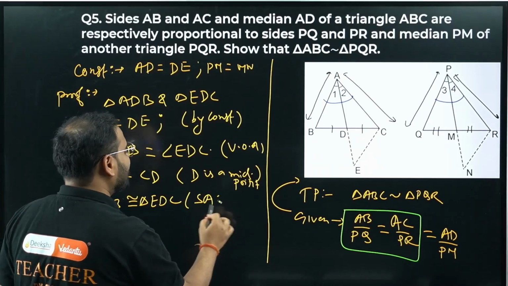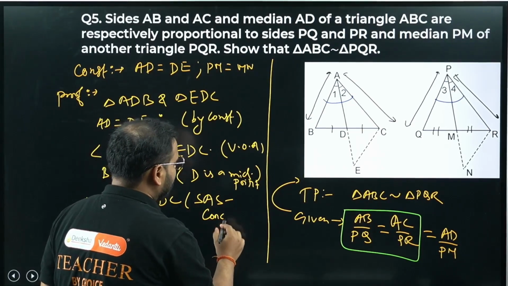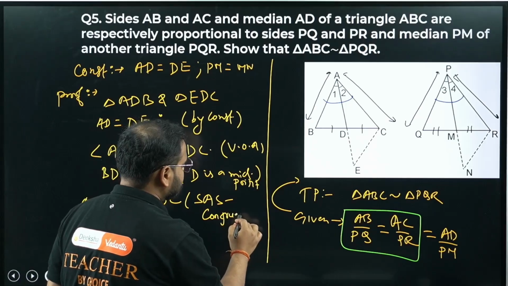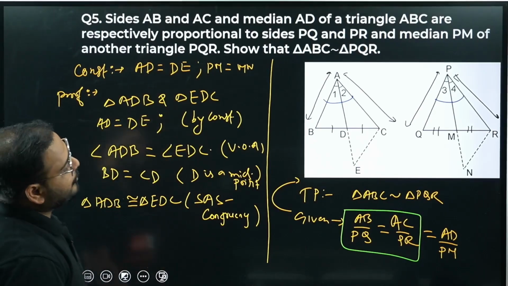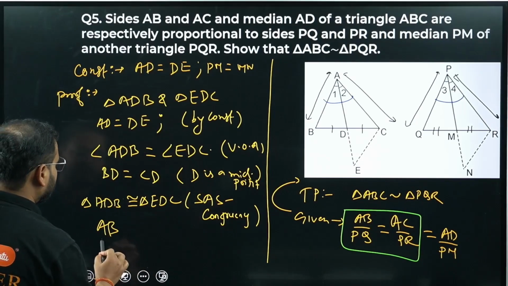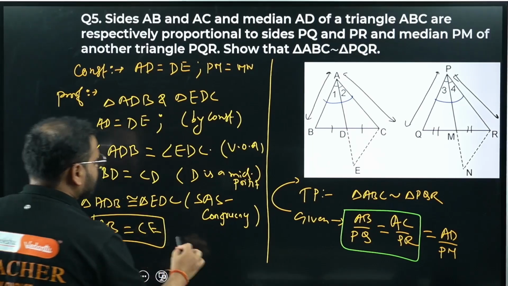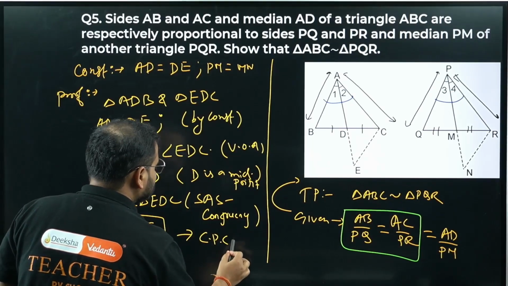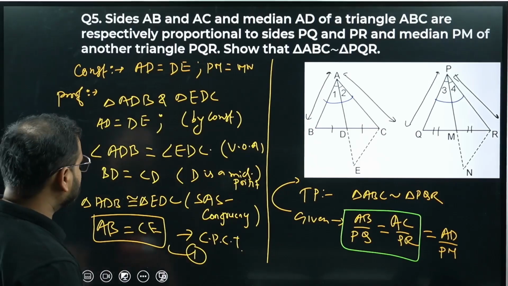Side angle side congruency. Not similarity, congruency, sir. Once you get that, you can write AB equals to CE right here. How come, sir? We know the CPCT. Call this equation number 1.